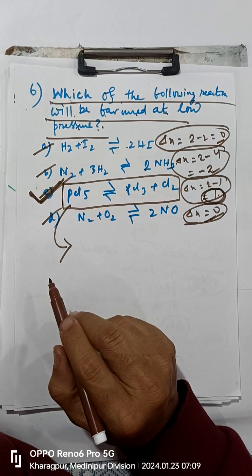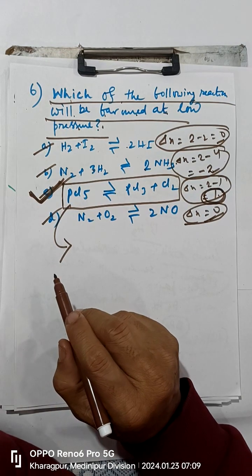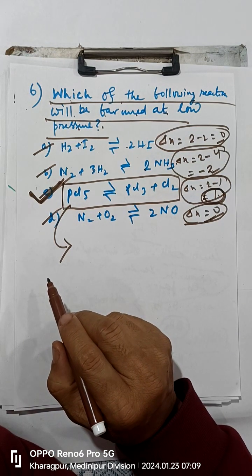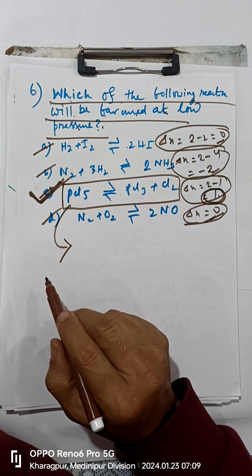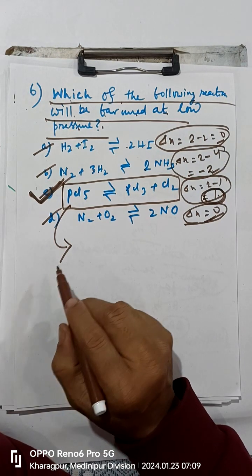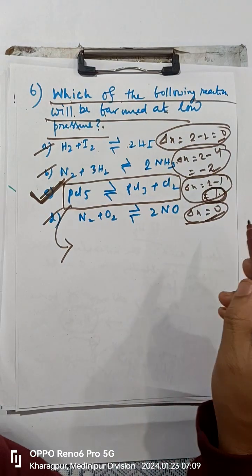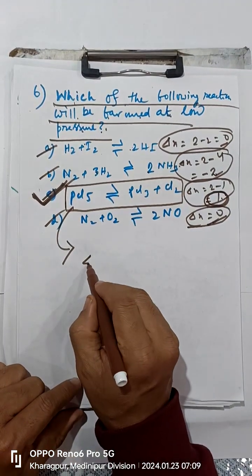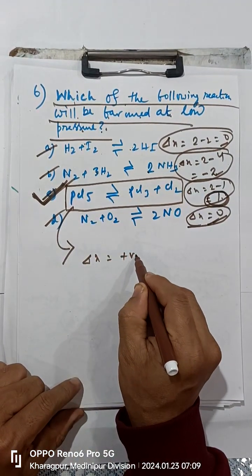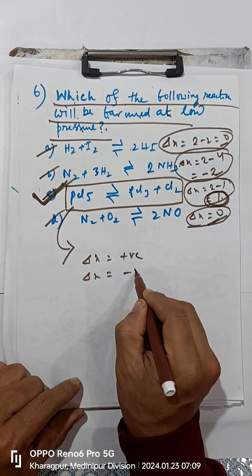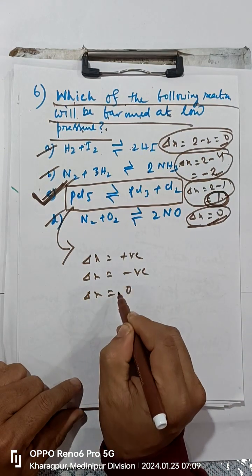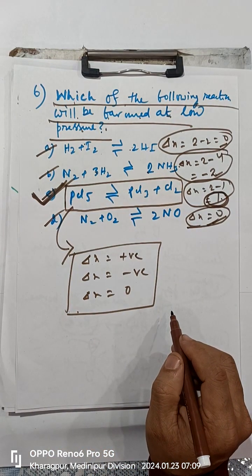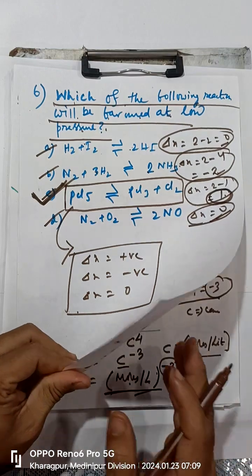So the delta n value is also helpful to us to explain the behavior of the reactions at low pressure or at high pressure. I think it is clear now. Again, I'm writing here delta n is equal to positive, or delta n is equal to negative, or delta n is equal to 0. These three things are very important. I'm repeating again so that you can remember it.